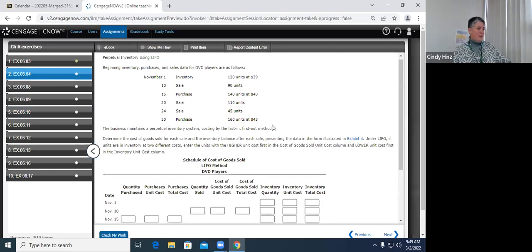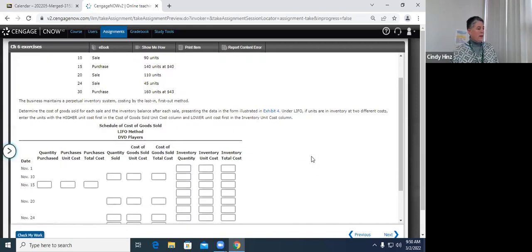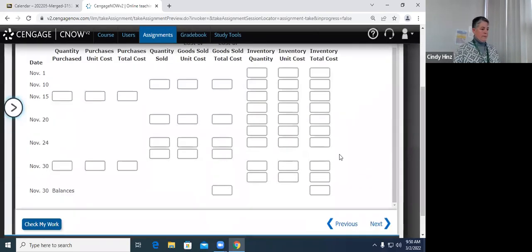We're going to move ahead then to exercise 2, which, as I already mentioned, is the same information, same company. They're still using a perpetual inventory system, but they use the LIFO, or last in, first out method. Let me make this a little bigger again, so we can see the whole thing.